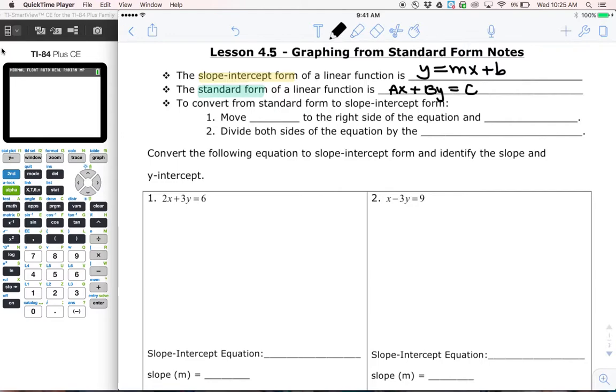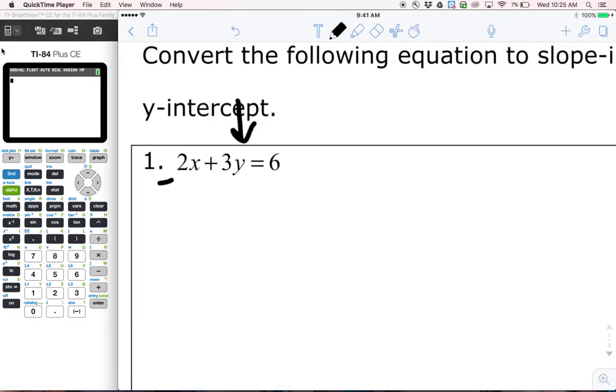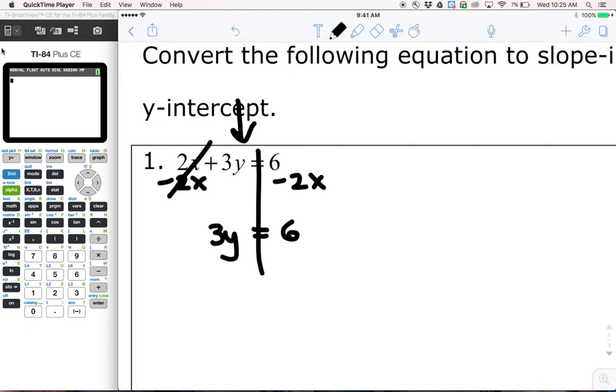Okay, when we're graphing, it's so much easier for us to have y equals mx plus b. So if we're given standard form, this is how we convert it. First, we move the x term to the right side of the equation. In example 1, I want y by itself, right? So I'm going to get rid of this 2x. We're going to subtract 2x from both sides, because I can cross it out over here, but if I do it on the left, I have to also do it on the right. So now I'm left with 3y equals 6 minus 2x.